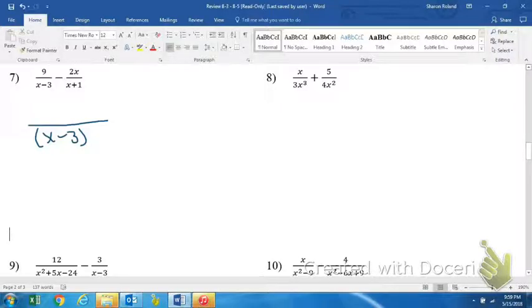Okay, so you have x minus 3. And if you look over here, you have to have x plus 1 as well. Okay, so this is our denominator, and we've got to make both of these look like it. And so we have x minus 3, and you have x plus 1.